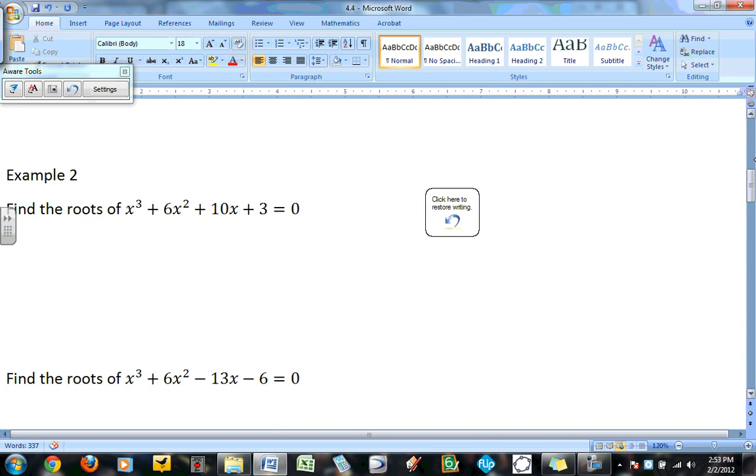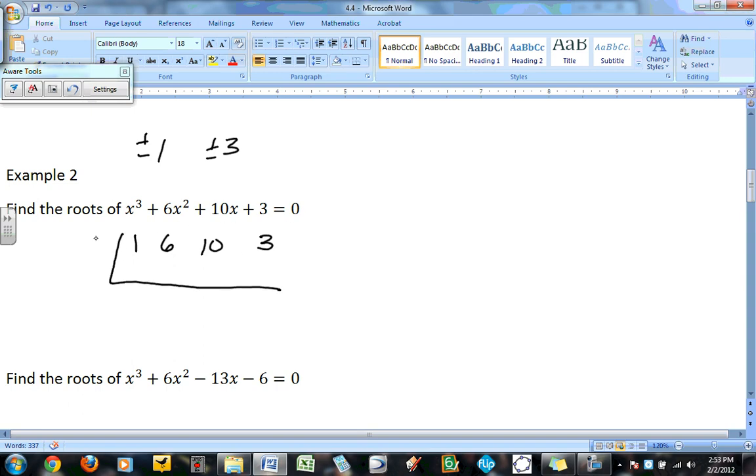What I have now, I'm going to write my synthetic division. I know it has to be plus or minus 1 or plus or minus 3. And let's write it in synthetic division. Let's see here. 1, 6, 10, and 3. I'm not missing any powers of x. And then let's do our synthetic division. If I get 0, then we know it's going to be a root, right?